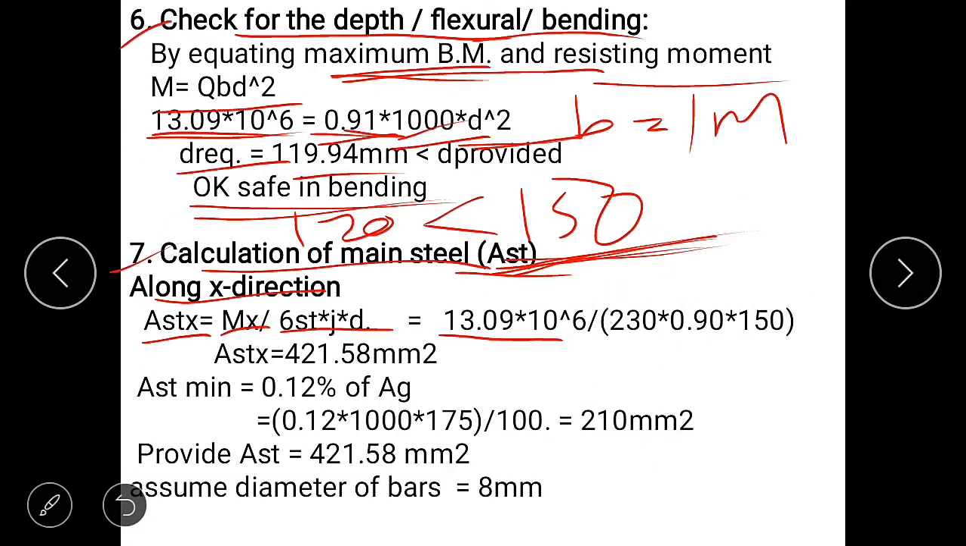Moment in X direction is 13.09 into 10 to the power 6, divided by 230, which means permissible stress in steel in tension zone is 230. J factor, the lever arm factor, is 0.90 and our D effective is 150. So AST is 421.58 mm square. Area of steel in X direction is 421.58 mm square. Now we have to calculate AST minimum.